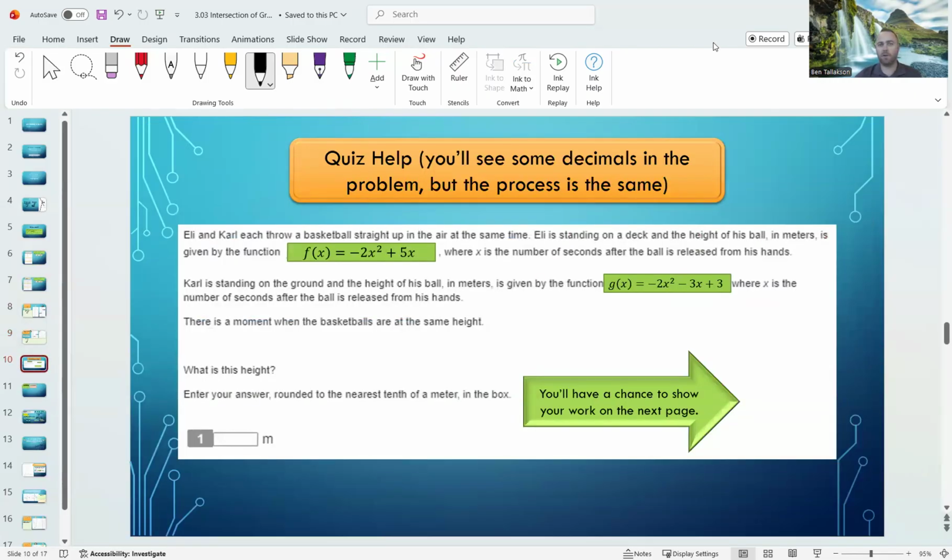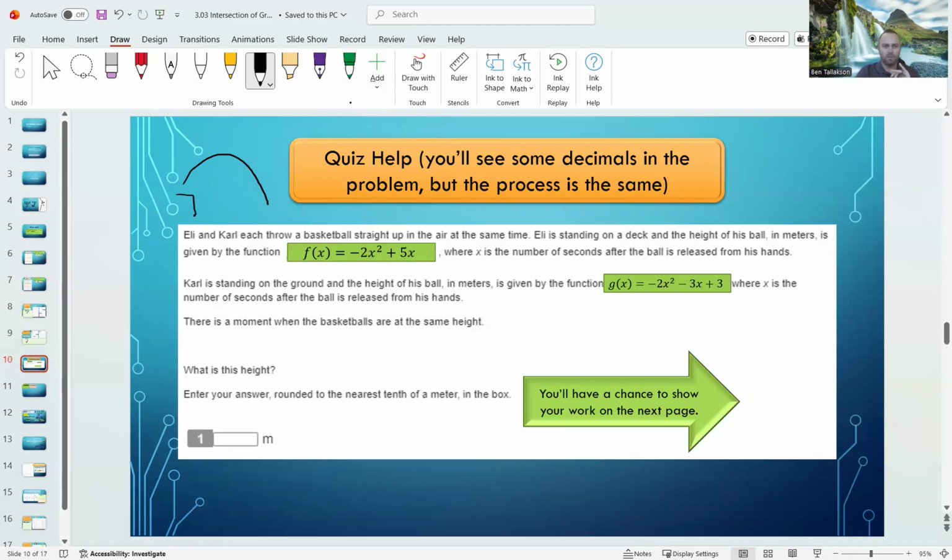Finally, it's time for our word problem. Eli and Carl each throw a basketball straight up in the air at the same time. Eli's standing on a deck. Okay, visualize it. Eli's standing up on a deck at a higher level than Carl. And the height of his ball in meters is given by the function you see here. It's a negative parabola, which makes sense, right? He's throwing the ball up in the air and it's coming down. Okay, and he is up here on an elevated platform, right?